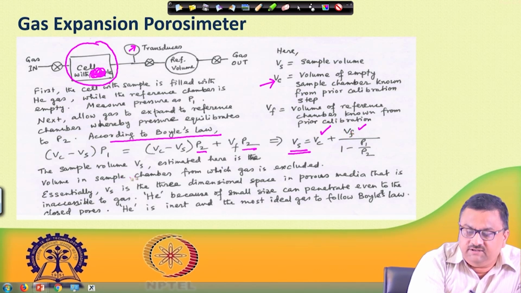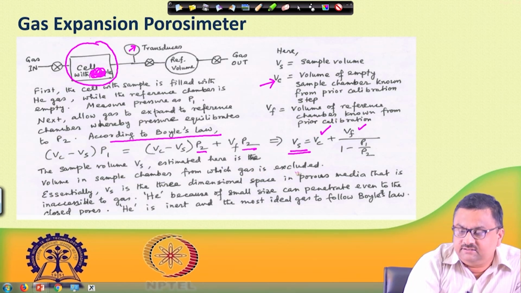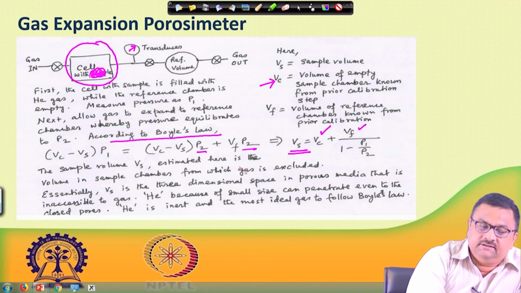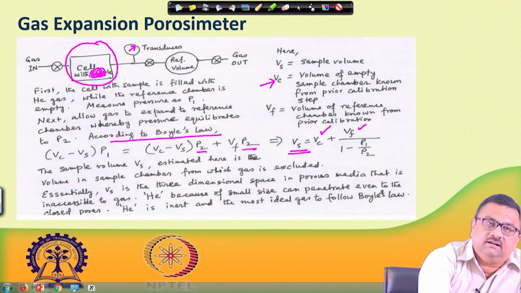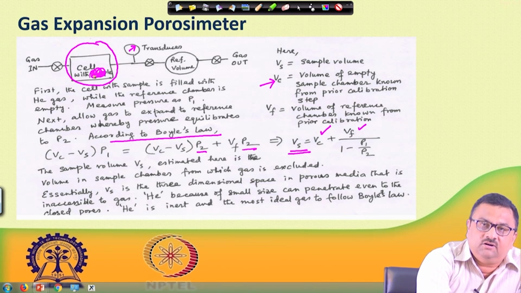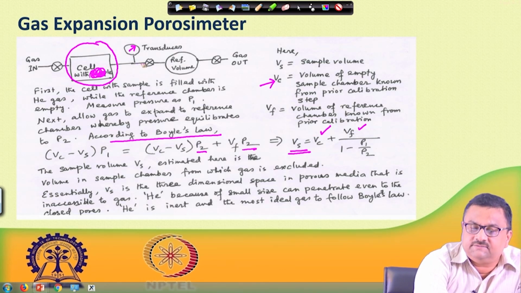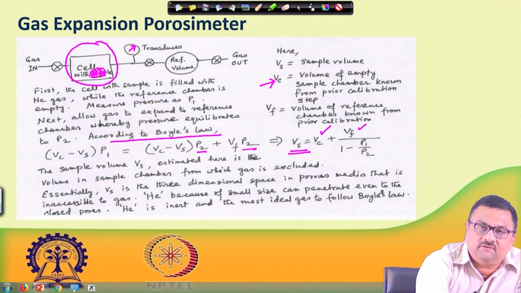The sample volume Vs estimated here is the volume in the sample chamber from which gas is excluded. So, think of it, this is a porous material whose volume you are trying to measure. So, what is this volume? When you did the equilibration, gas has gone into this cell, gas has gone into this porous matrix, and then when this pressure is reduced, because there is flow of gas from this side to this side, automatically some of the gas came out from the pores.